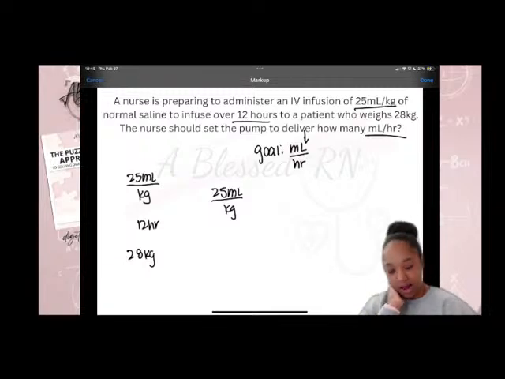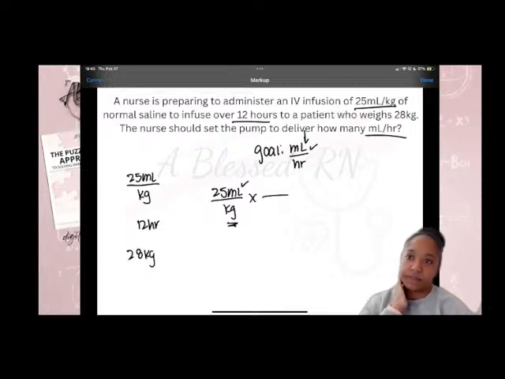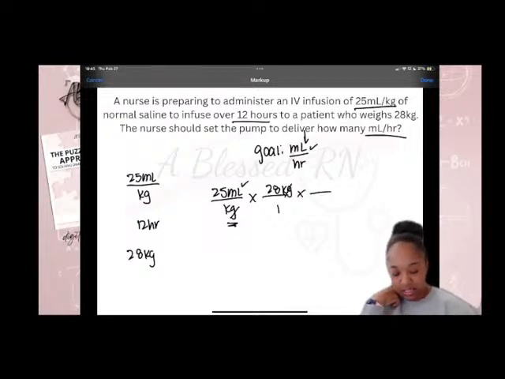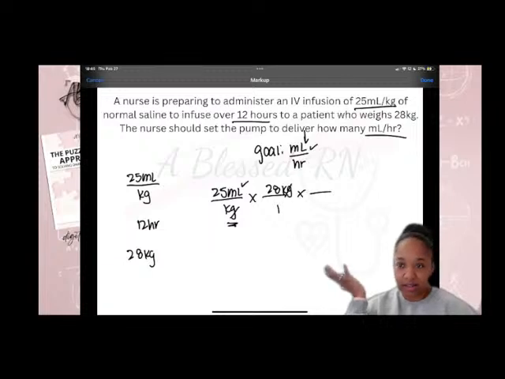Okay, all right, so now we've got milliliter at the top. Boom, that's goal number 1. So what do we have at the bottom? Kg, right? So what comes next? What comes next? Y'all got it. All right, so now we need hour at the bottom. What is our last puzzle piece?